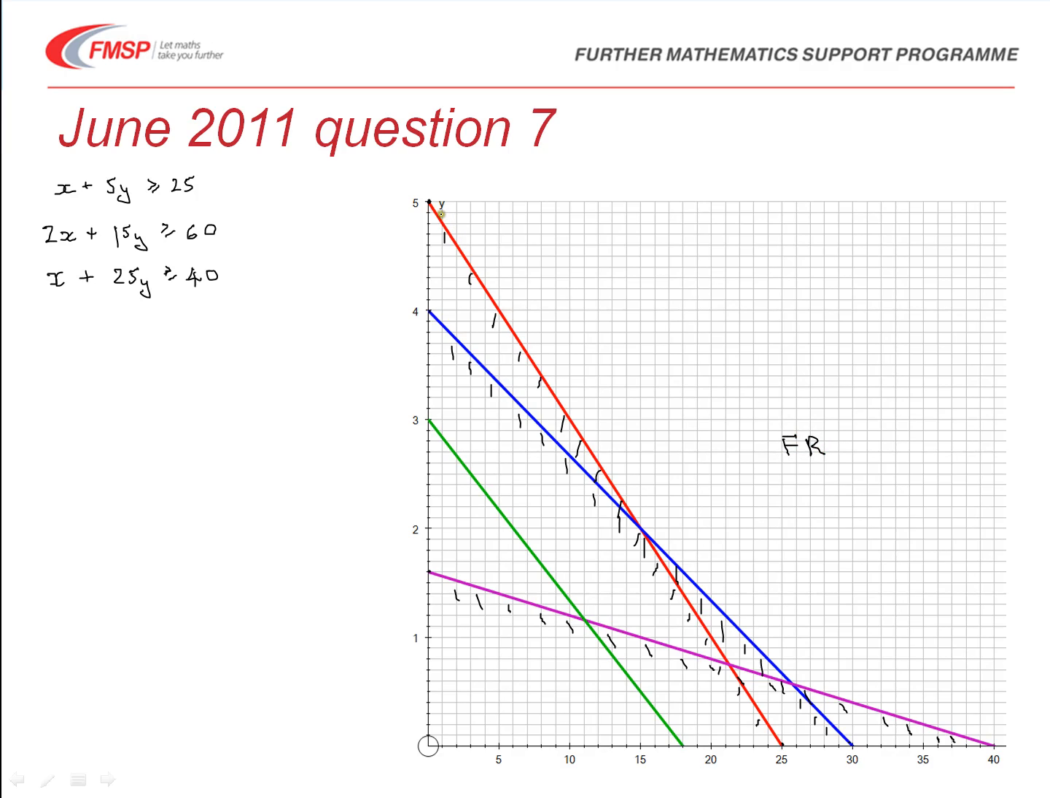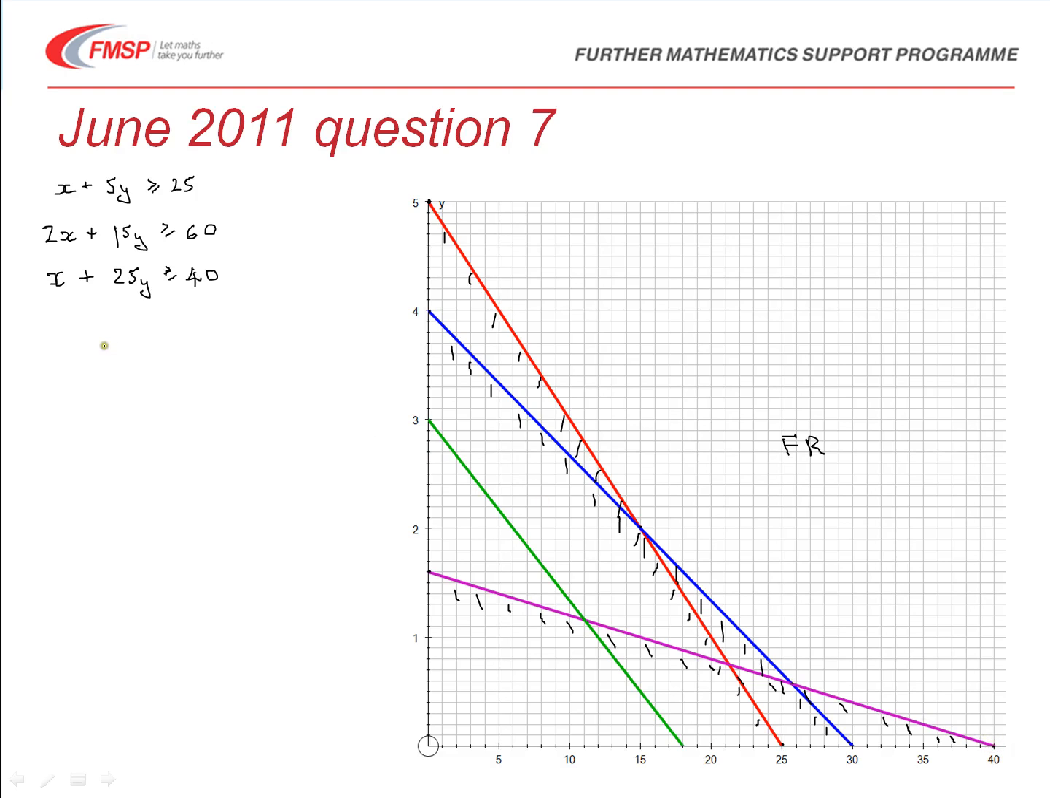And you can see it's got a vertex at 0, 5, it's got a vertex here at 15, 2, it's got a vertex here which is going to be 25 points something, and 0. Close to 0.6 but slightly less, and it's got a vertex at 40, 0.